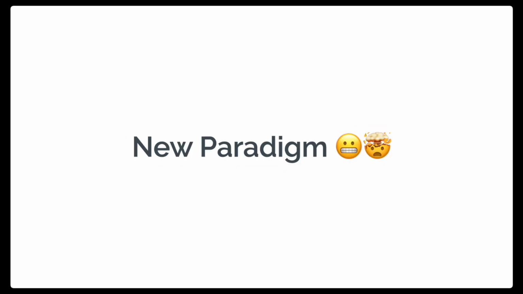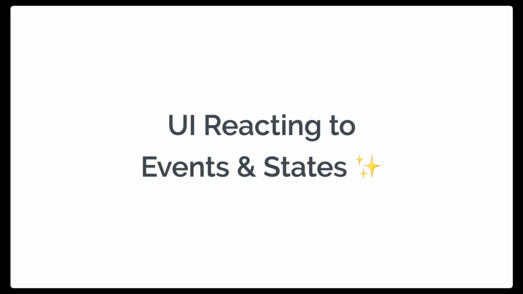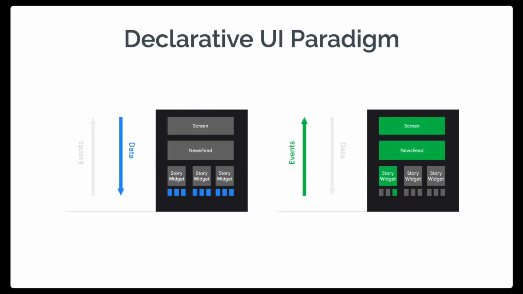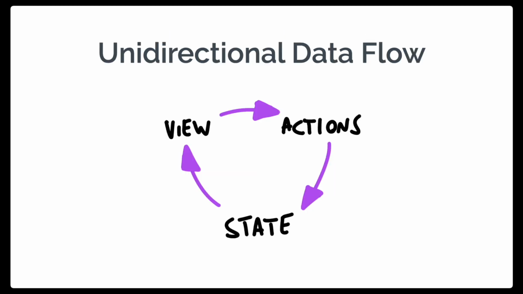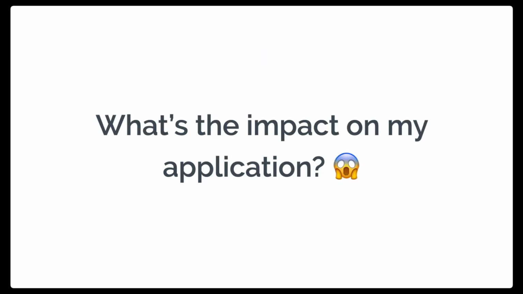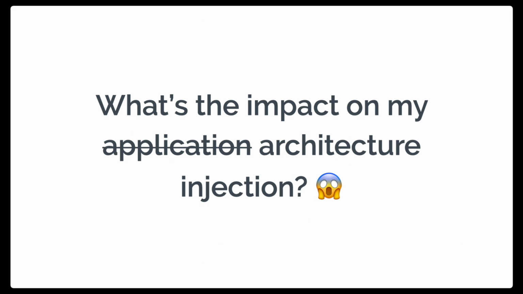Behind that, you have to consider that this is a new paradigm because we are talking about declarative UI approach. That means that you have to consider your UI has to react to event and state. You receive data and then your UI is reacting to new events. This pattern is also known as a unidirectional data flow pattern, where actions are triggered on view that can then generate new state that help generate new views. Then in this video, we'll see what's the impact in terms of application architecture and dependency injection.